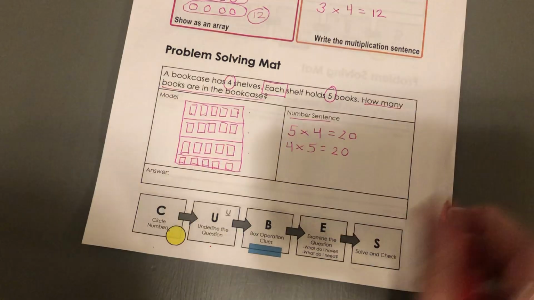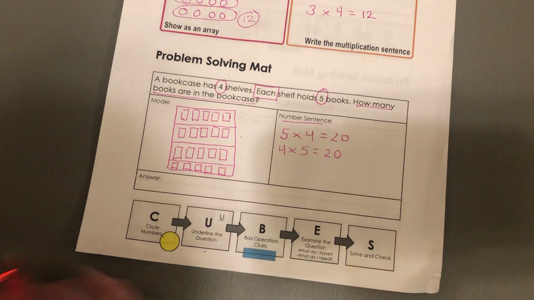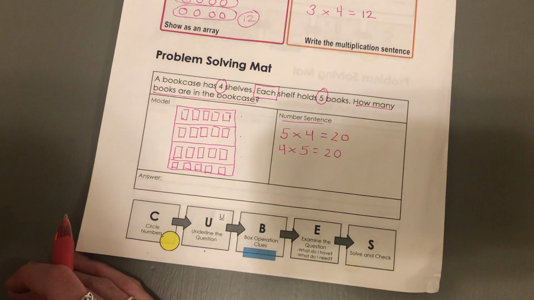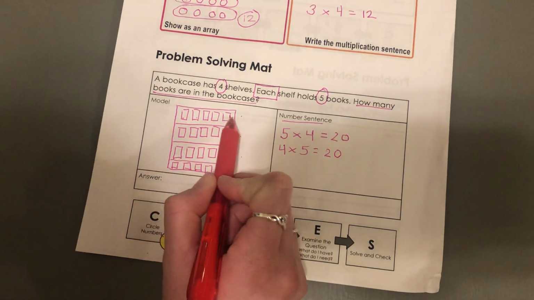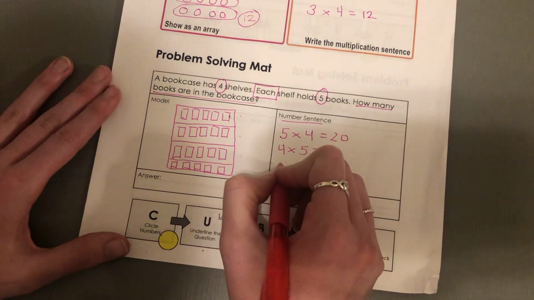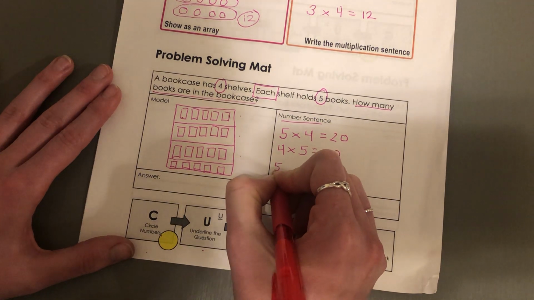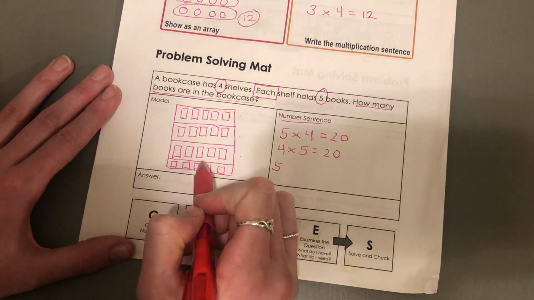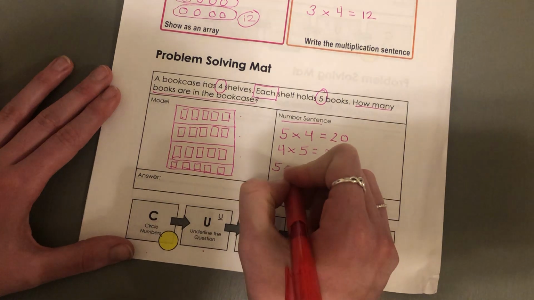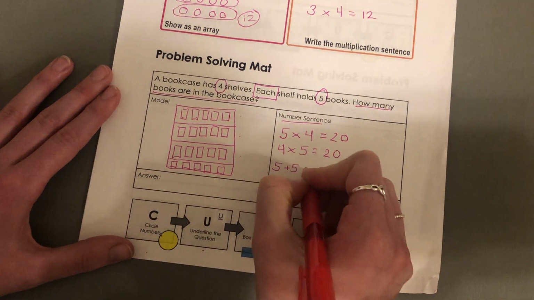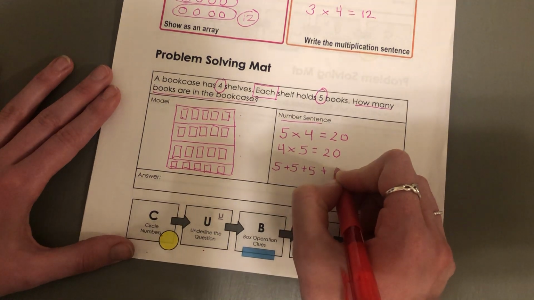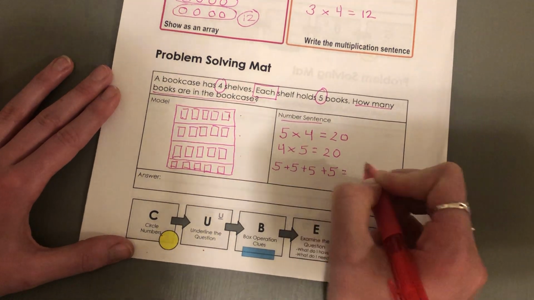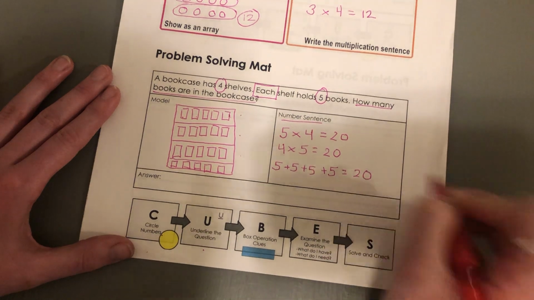Now, can you come up with a repeated addition sentence to solve this? So, if I take the number of books on each shelf, I know that there's 5. And I know that there are 4 shelves, so I need to add together 5 4 times. So 5 plus 5 plus 5 plus 5. And we got that our answer was 20.